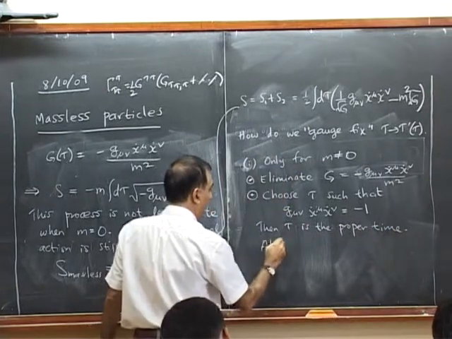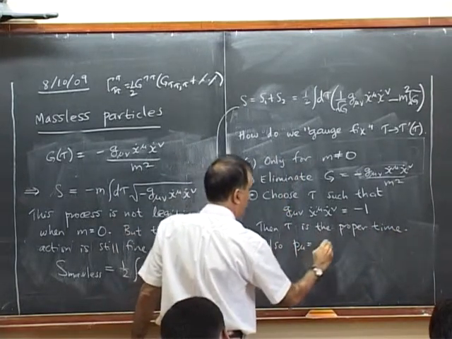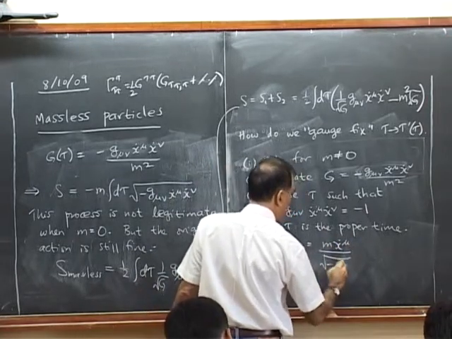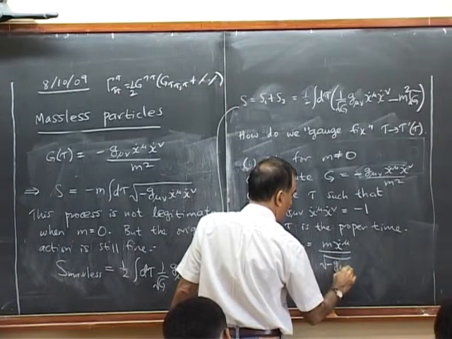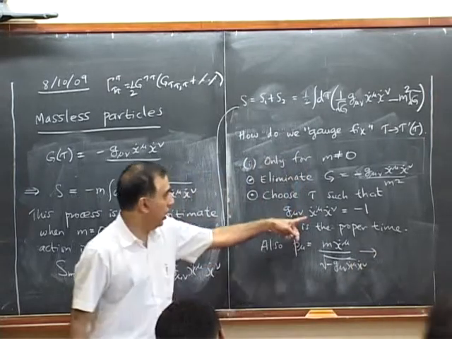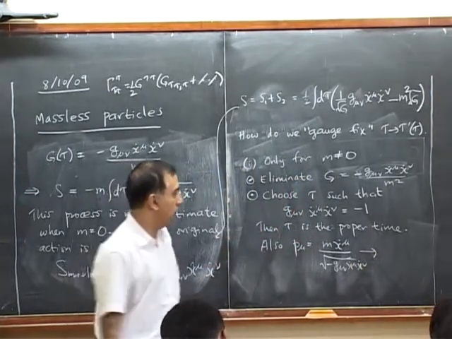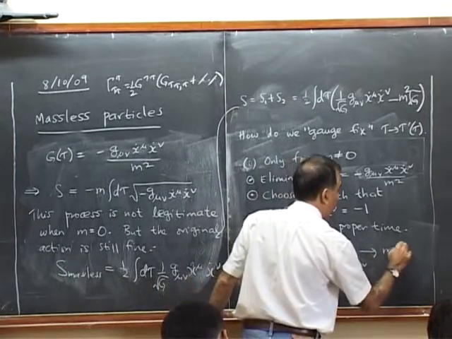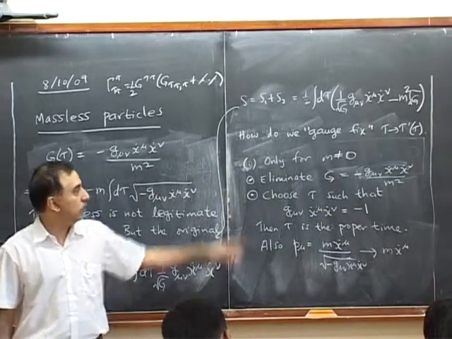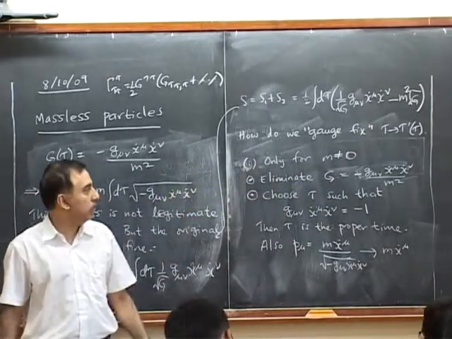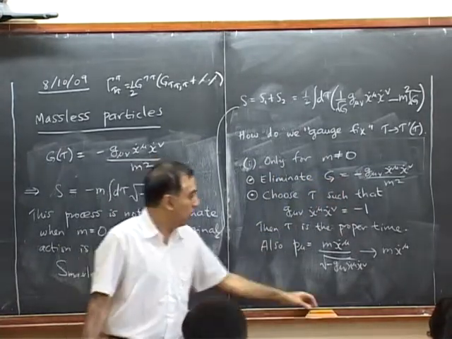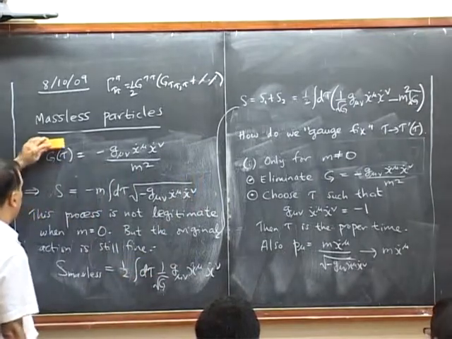Also, p mu, which is initially m x dot mu over square root of minus g mu nu x dot mu x dot nu. In this gauge, where this has been chosen to be minus 1, then it becomes m x dot mu, and we can proceed, and this is what we have been doing. And this choice is available only for m non-zero, because otherwise at step 1 itself we are stuck. So this is one way to study the system, nothing wrong with that.